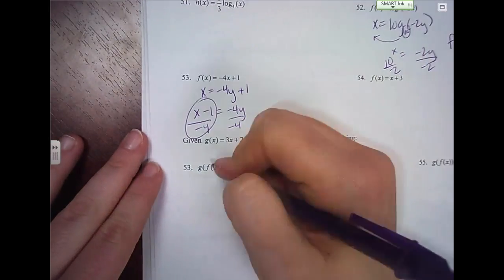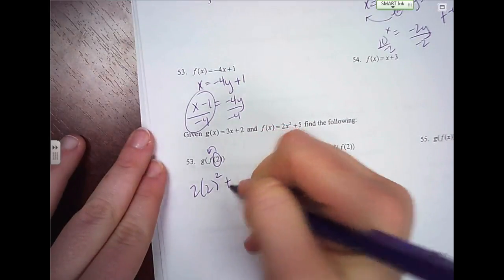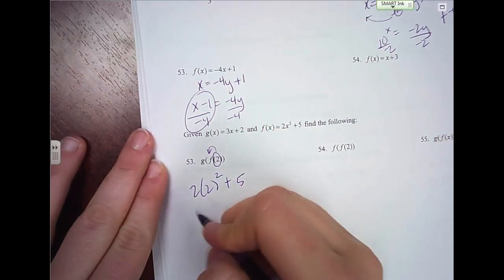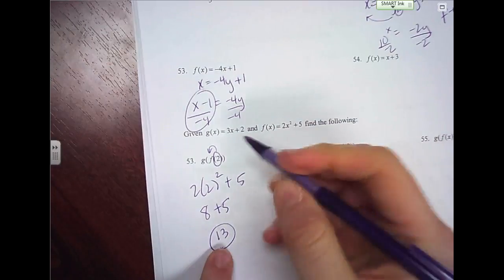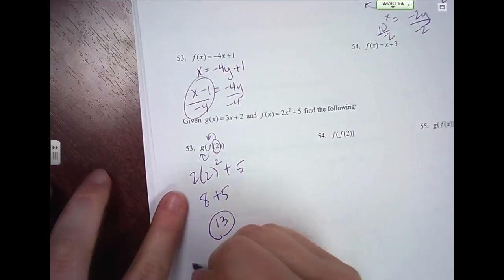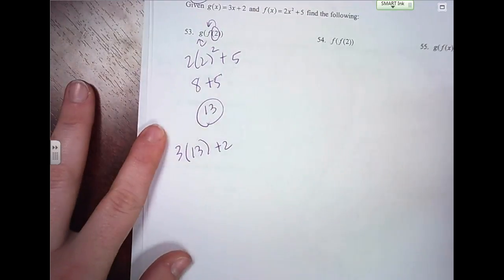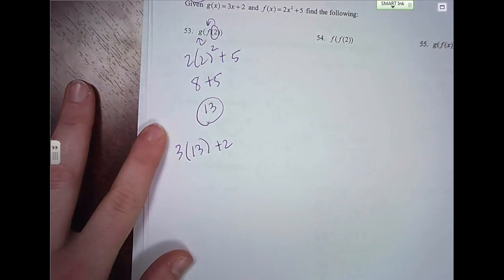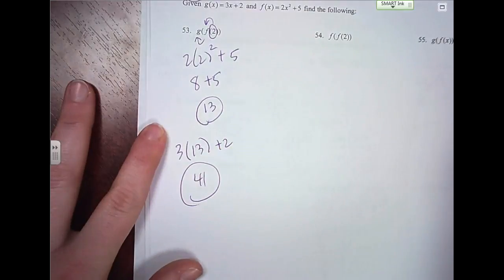Composition of functions, you just take the 2 and put it into the f equation. So it would be 2 times 2 squared plus 5, which is 8 plus 5, which is 13. And then you take the 13 and put it into the g equation. So 3 times 13 plus 2 is 41, and that's your answer.